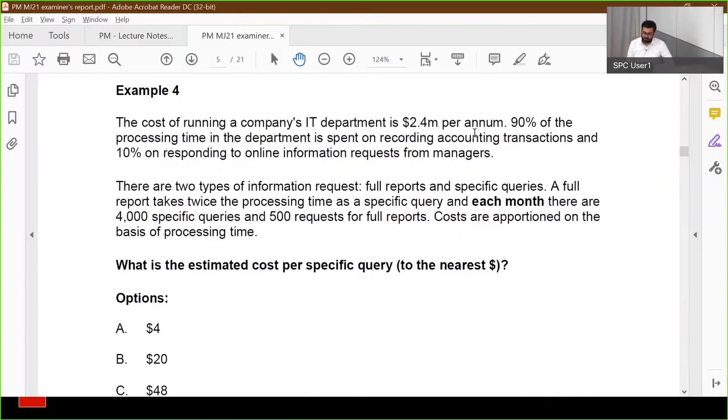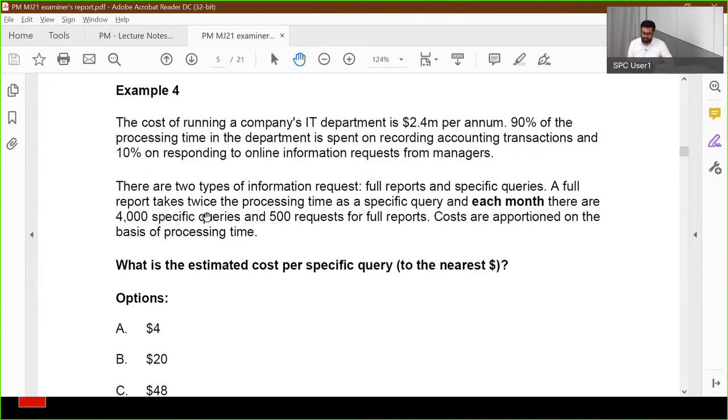90% of the processing time in the department is spent on recording accounting transactions and 10% on recording online information requests from managers. It means that out of 2.4 million, 90% is the IT department cost relating to recording transactions, and only 10% of the cost is for information requests from managers. Now there are two types of requests. So now they're talking about the second part, where we have the total allocated cost 10%, full reports and specific queries.